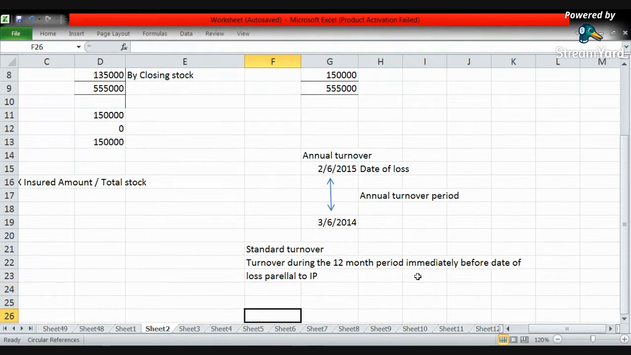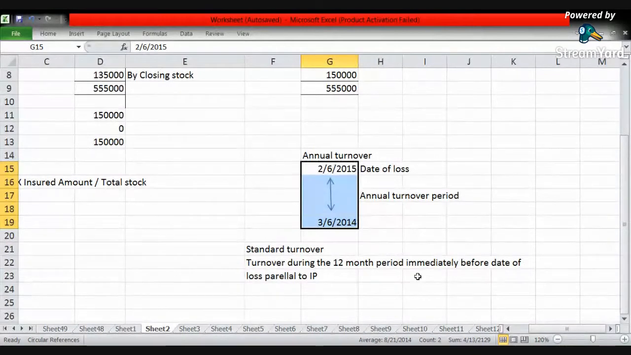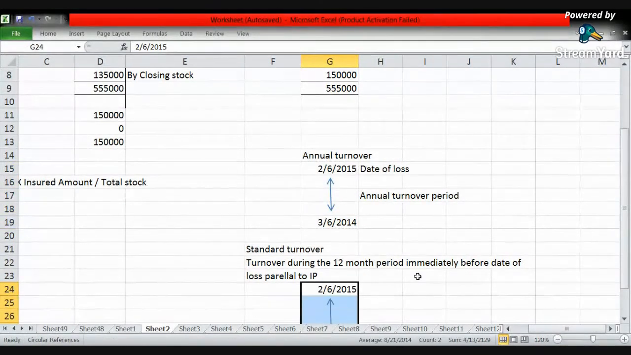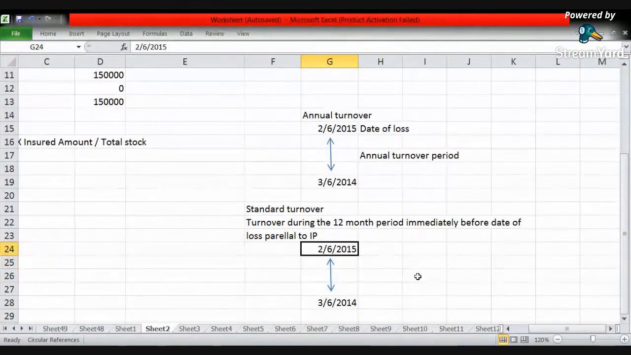Now, what is indemnity period? Your loss of stock claim, check the previous question, ends on this day. But loss of profit claim is going to start from that day. So let us take one example. If 2/6/2015 is your date of loss, then subsequent to that, this is actually the annual turnover prior to the date of loss. Before, annual turnover comes before, standard turnover comes after.